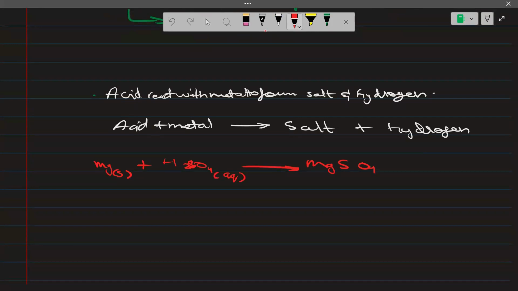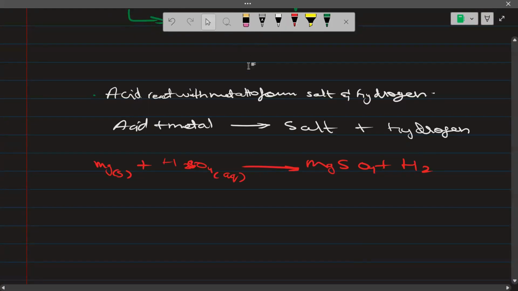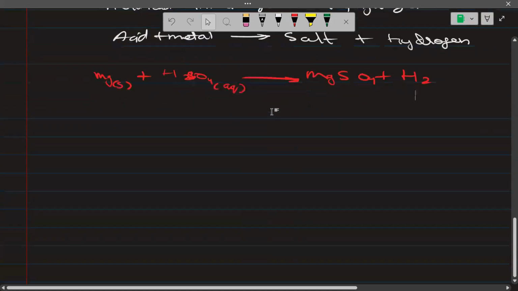So magnesium has a two positive charge and sulfate has a two negative charge. So they both cancel out and they form MgSO4 plus H2. So now I think it's balanced. Yes, this equation is balanced.